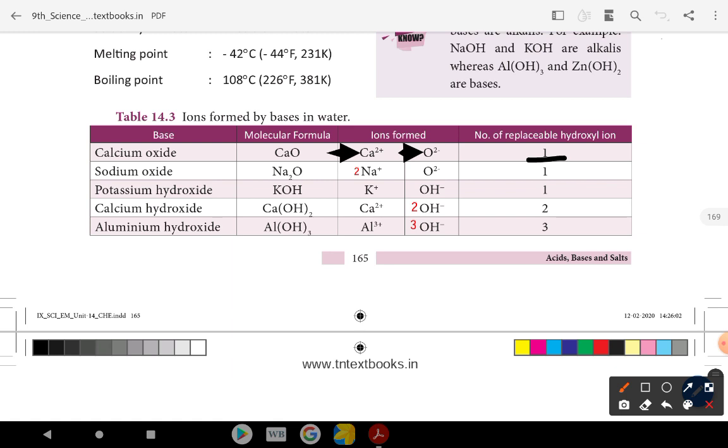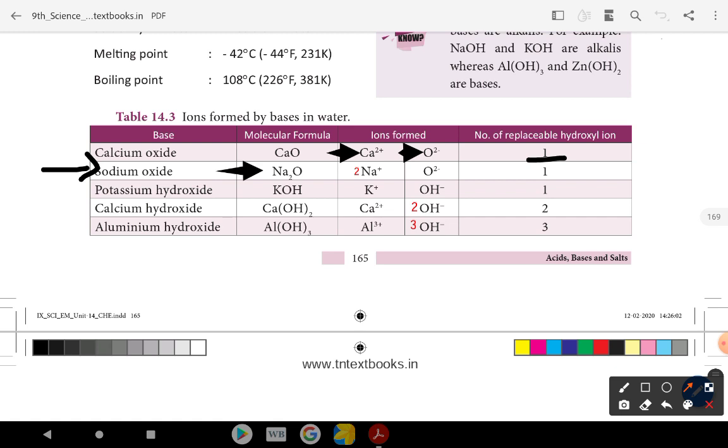What's the second one? Sodium oxide. What is the second one, children? Sodium oxide. The molecular formula is Na2O. Then what are the ions formed? See how many Na are there? How many atoms are there in the formula? In this formula, how many sodium atoms are there? Na stands for sodium.